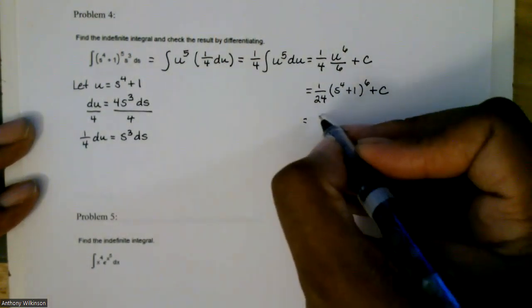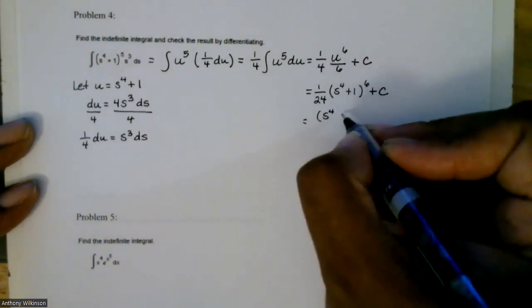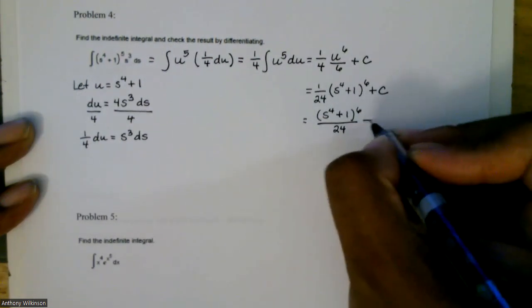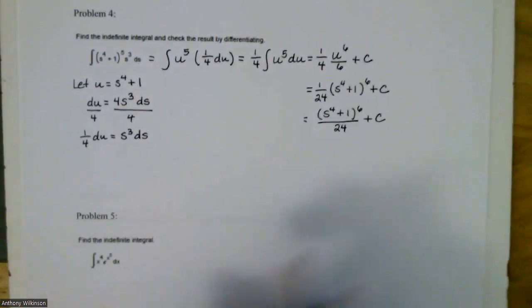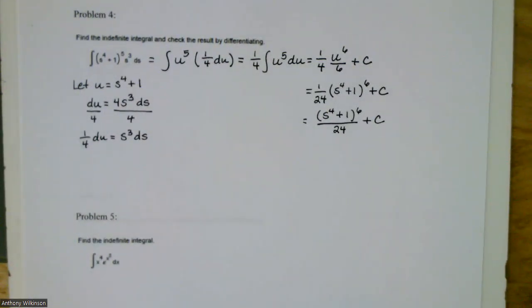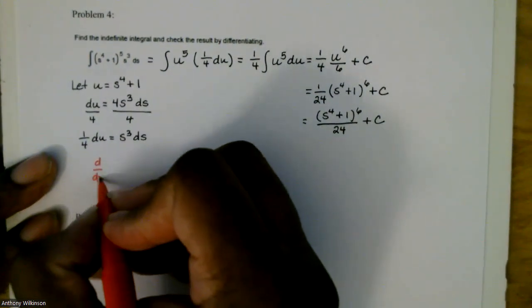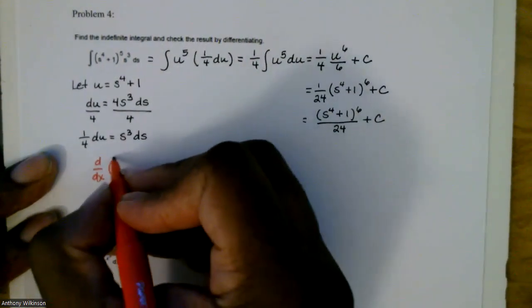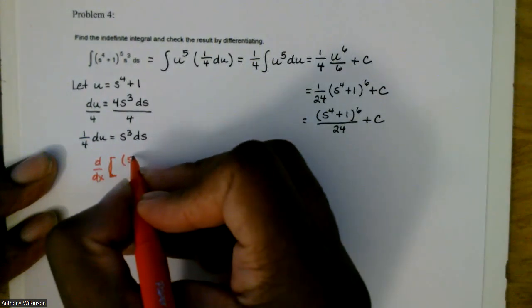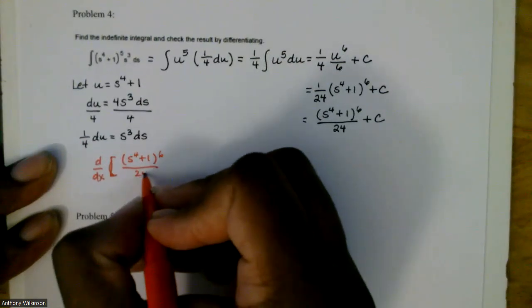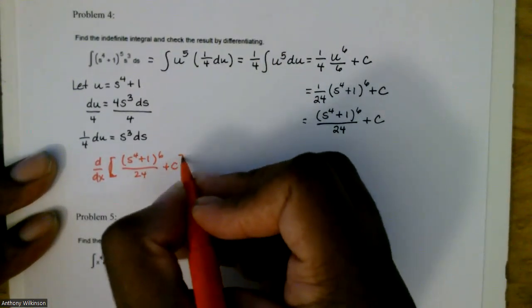Now, another way they can write this problem would be this. The final answer would be s to the 4th plus 1, that quantity to the 6th power, all over 24, plus c. Now, of course, we can check by differentiating. If I take the derivative with respect to s of, I'll use brackets, s to the 4th plus 1 raised to the 6 over 24, then plus c.